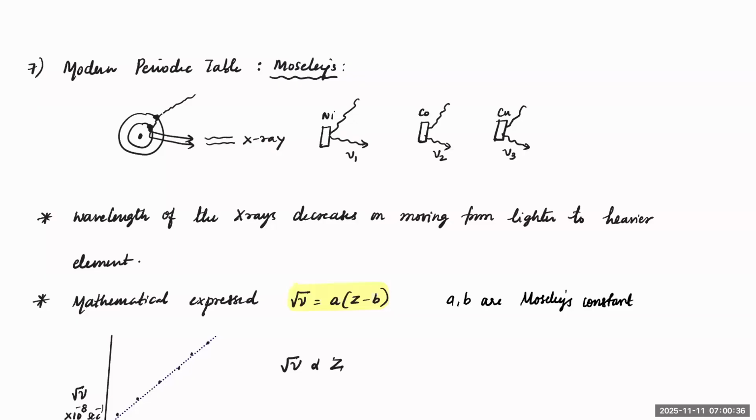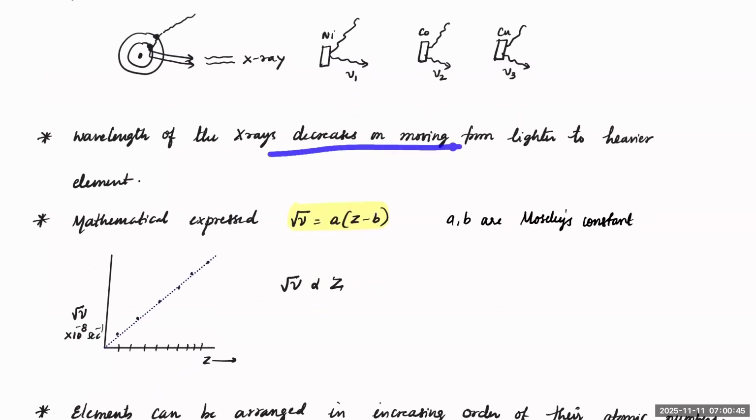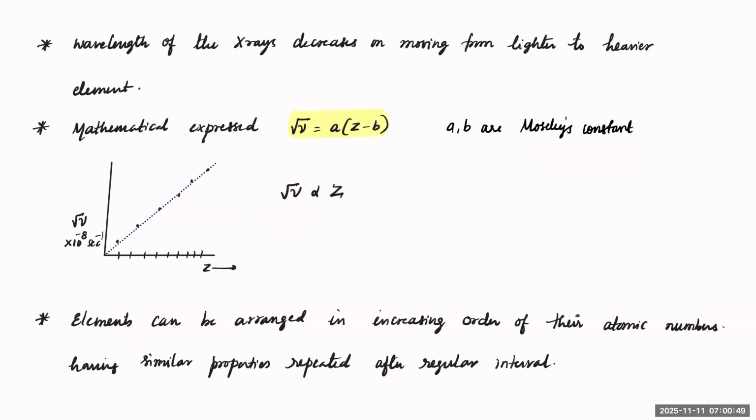You will see gamma 1, gamma 2, gamma 3. These are all the frequencies of those particular X-rays. So you can see the wavelength of the X-rays decreases on moving from lighter to heavier elements. See the mathematical expression: root of nu, which is root of frequency, is equal to A into Z minus B. So root of frequency is proportional to Z, which means the more the atomic number, the more is the frequency of radiation of X-rays.